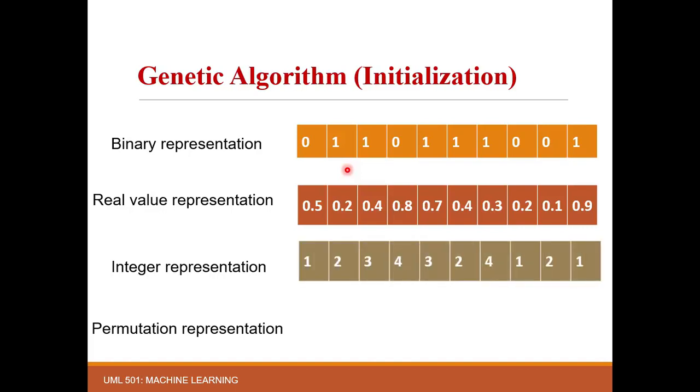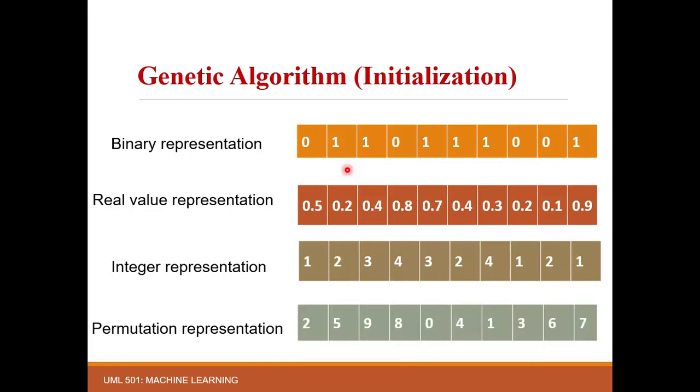In integer representation, it is a string of integer numbers. In permutation representation, it can be a string of permutations, or the sequence corresponding to the selection of those items, or many other things depending on the problem you have. These representations are selected based on your problem.